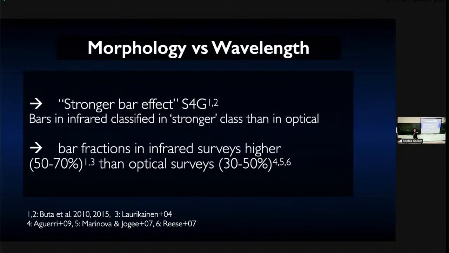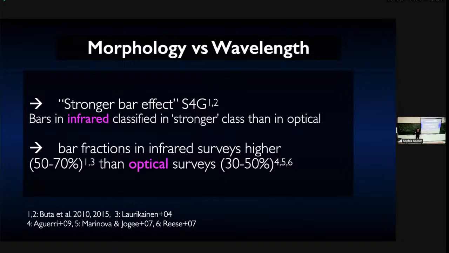Also, if you have a look at bar fractions, from surveys using infrared data they tend to be higher than bar fractions from surveys using optical data. Of course, there's a lot more playing a role here, like the survey selection, which type of galaxies are included. But one aspect might also be that bars are simply more easily visible in infrared data compared to optical data. So there might be a dependence between morphology and what wavelength you look at it.